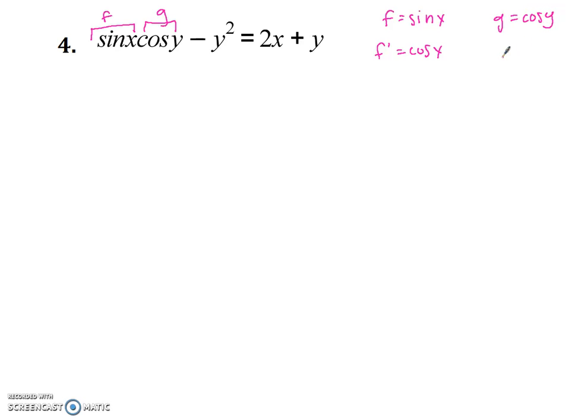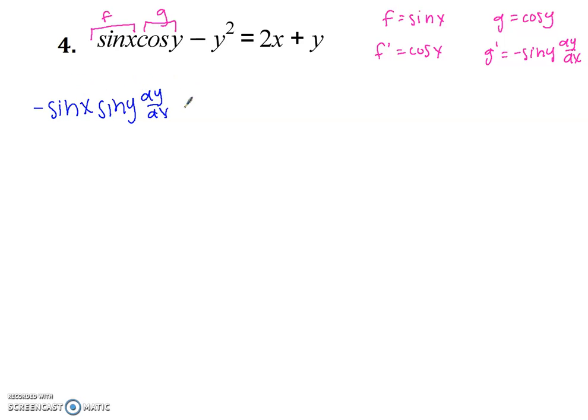G is cosine of y. So g prime is going to be negative sine of y. And since I took the derivative and it has a y, I multiply it by dy dx at the end. So then our product rule here, f times g prime, that's sine of x times negative sine of y. So that'll just be negative sine of x, sine of y, dy dx. You can't multiply these sines together because one is a sine of x and one is a sine of y, so they stay separate.